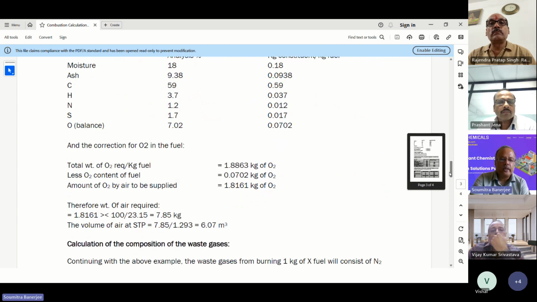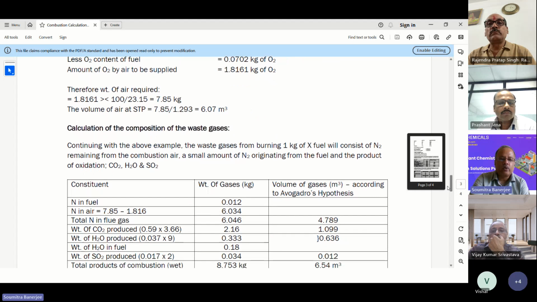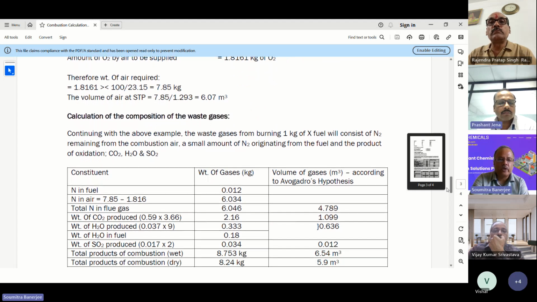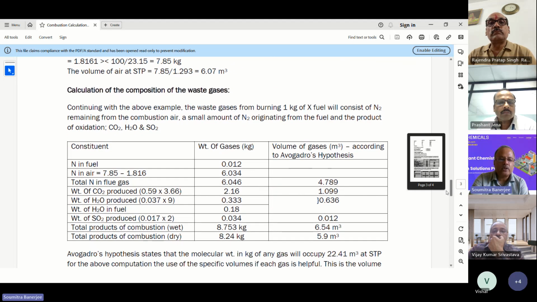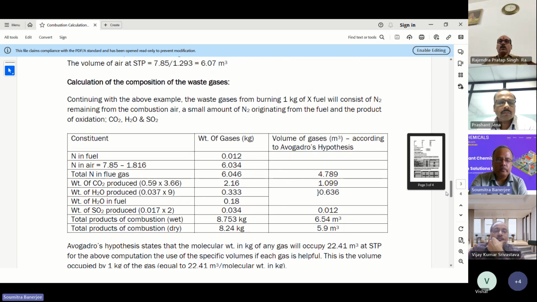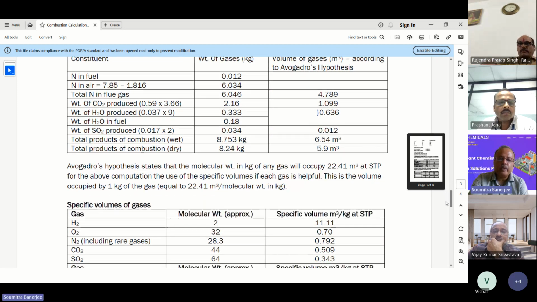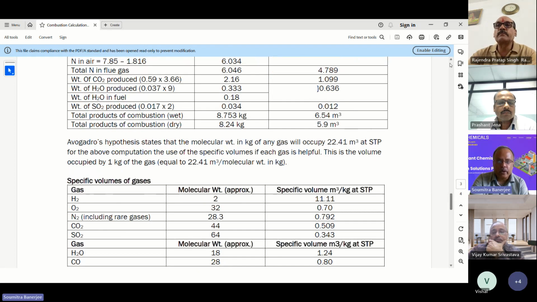Now, similar things we have calculated, and we have also got the calculation for the composition of waste gas. How much waste gas are we going to produce? How much H2O is there in the coal, how much moisture is there in the coal, and how much H2O is produced due to the hydrogen? That is also calculated. So let me go to the Excel sheet, where I hope you will be able to understand much better.